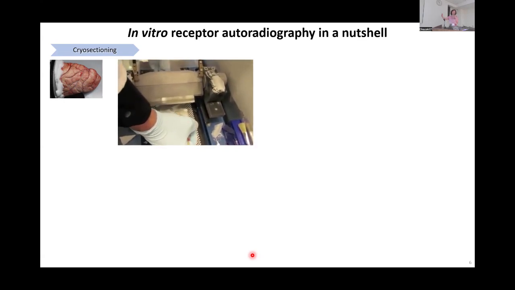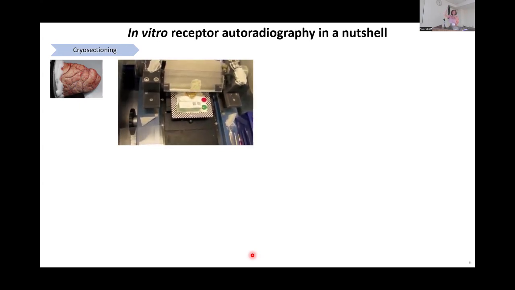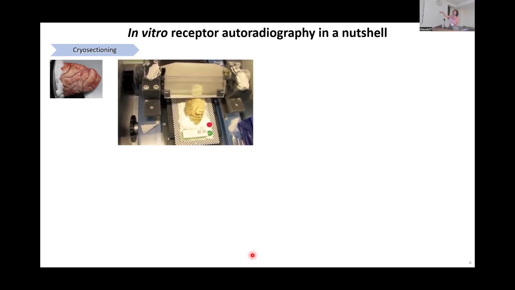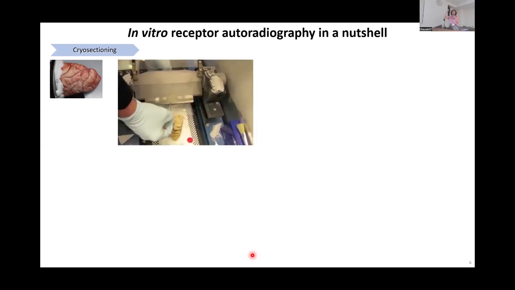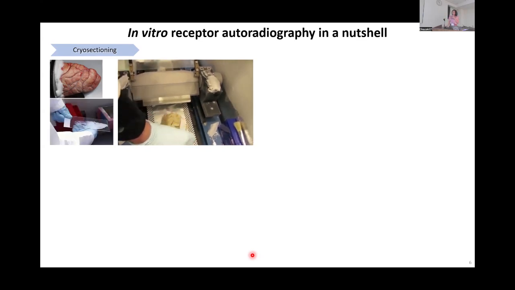And if you're doing these sections through an entire human hemisphere, and you reach the section around the central sulcus, this is only the occipital lobe, then you also have a very high surface to cover. Then you have to thaw mount the sections onto glass slides.